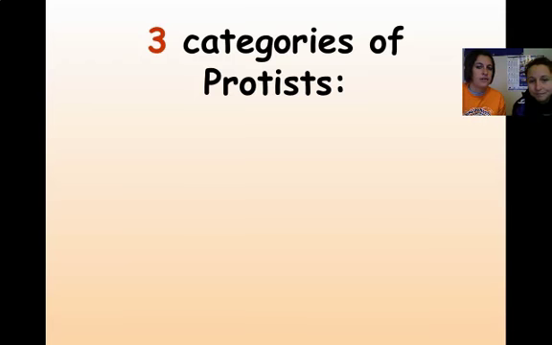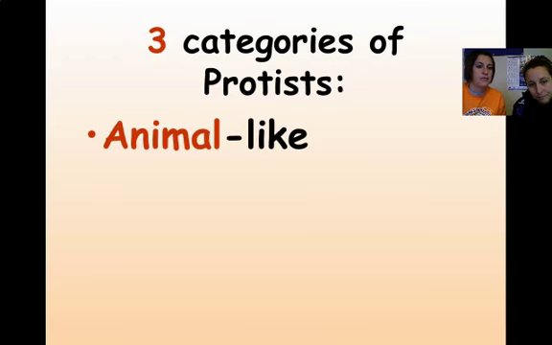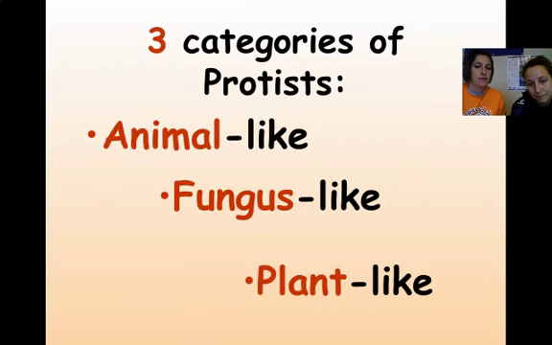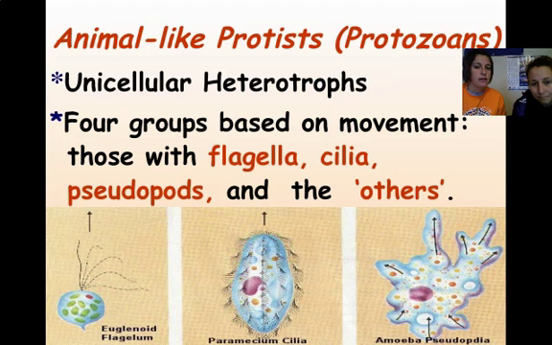Okay, there are three categories of protist. We have the animal-like protist, the fungus-like protist, and the plant-like protist. We'll be going into each of these in more detail. The animal-like protists are also known as protozoans. They are unicellular heterotrophs. So remember, heterotrophs do have to consume their food from outside sources. They're not able to make their own food.